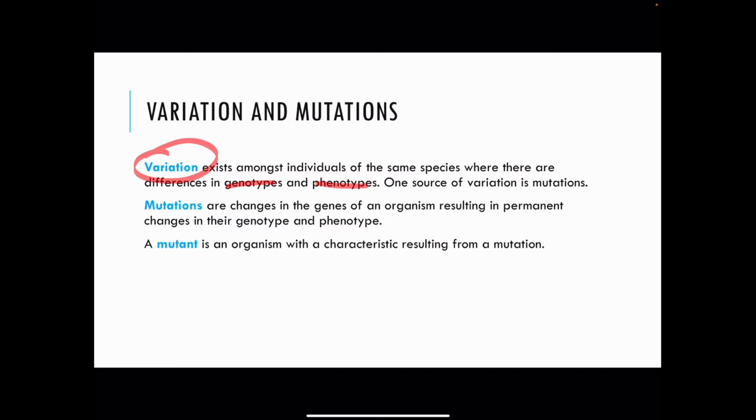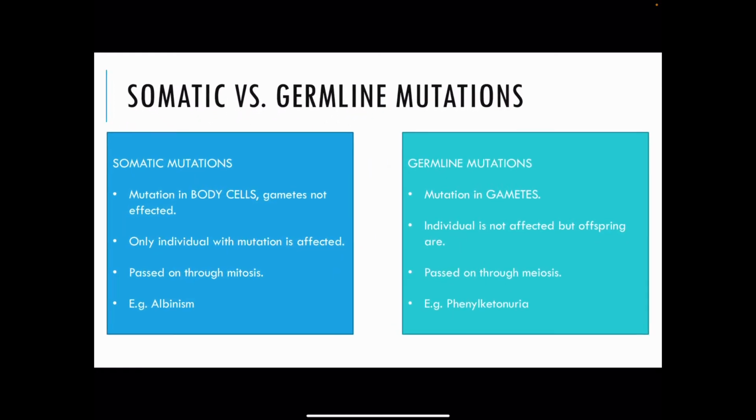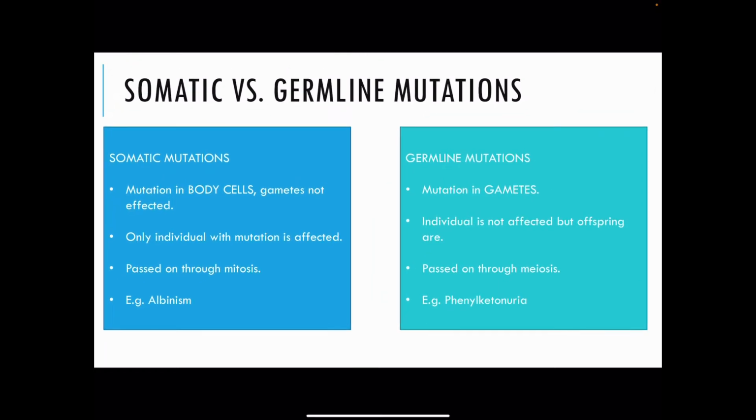Now, one source of this variation is mutations. A mutation being a change in the genes of an organism, okay, resulting in permanent changes in the genotype and the phenotype of that organism. Now, a mutant is an organism with a characteristic resulting from mutations. This is the first way in which we can classify mutations.